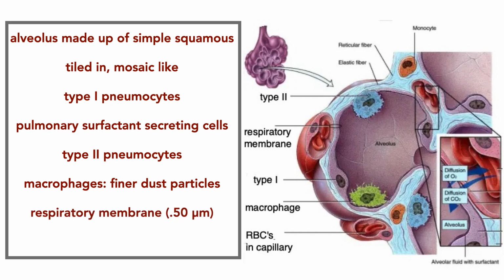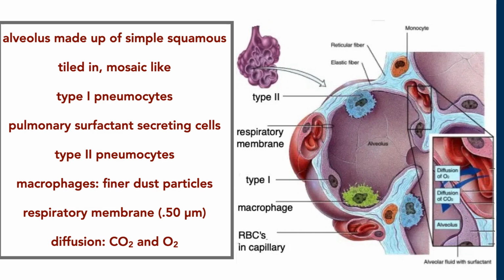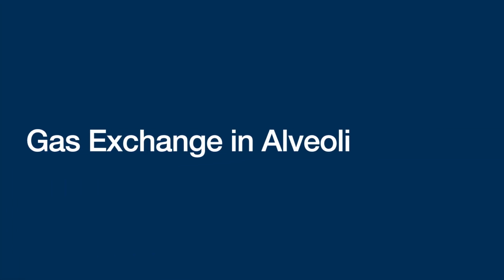This membrane is really tiny. So the membrane is made up of the alveolus wall and the walls of the capillaries, which also have squamous cells. Very tiny. Here you can see half a micrometer. Very, very small, very thin. We need to make it efficient for the gases to diffuse. And of course, we're talking about CO2 and oxygen. So let's wrap this up and talk about the gas exchange in the alveoli.